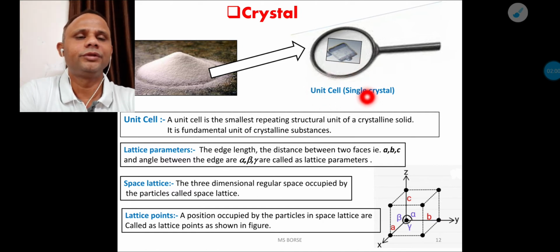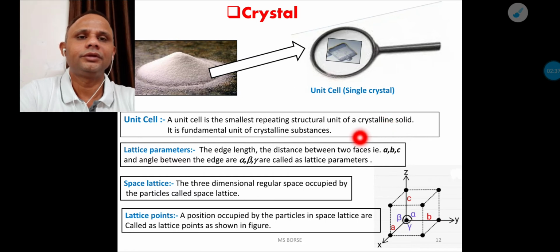Before going to this micro analysis, in this unit cell or single crystal, you can find out the number of atoms present in the crystal, how the crystal is developed, and which type of crystal is formed. So first, the unit cell, or single crystal. This is the fundamental unit of a crystalline substance. The unit cell is the smallest repeating structural unit of the crystal.